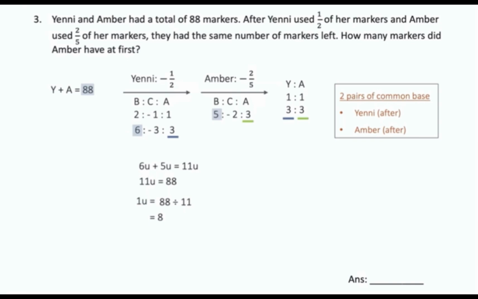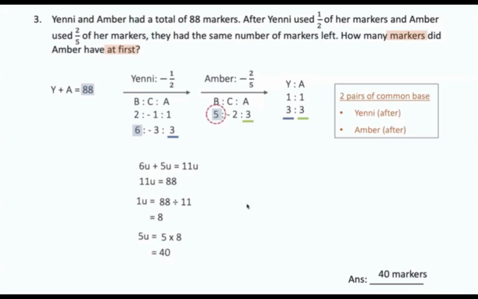Once you got 1 unit, again read the question. Okay, how many markers did Amber have at first? Amber at first is 5 units, so 5 times 8. 40. Okay?